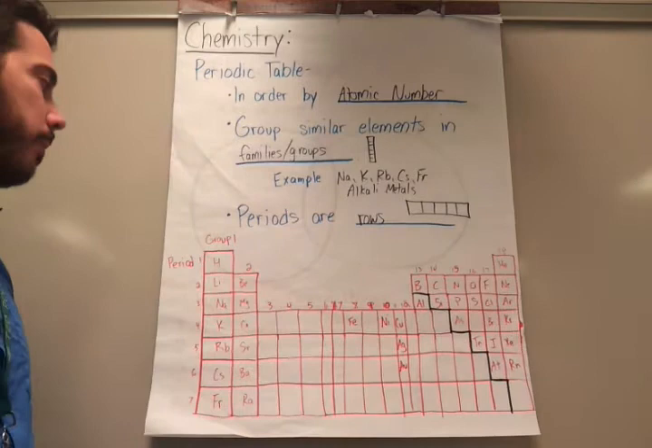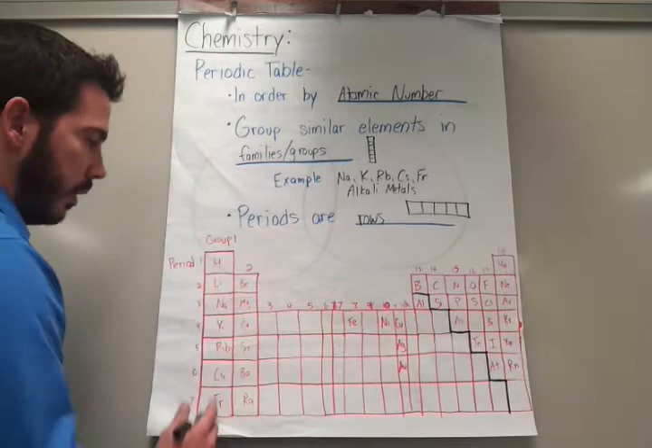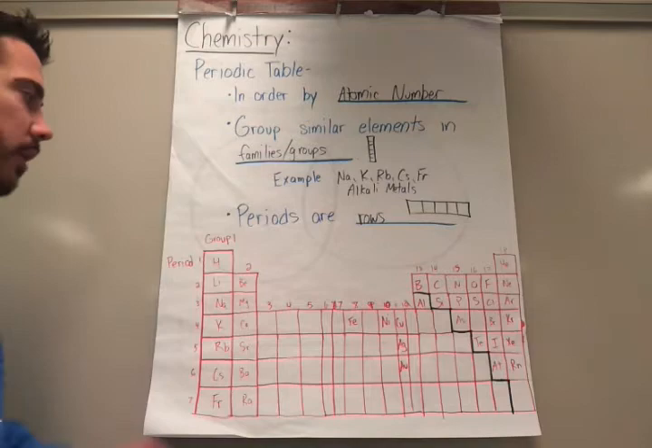Take a look at the periodic table and its arrangement. This is kind of a rough version of the periodic table, but it does give you an idea about how it's laid out. We've got groups going up and down, 1, 2, 3, 4, and so on, all the way up to 18. And then we've got periods, which go across, and there are a total of 7 periods on the periodic table.